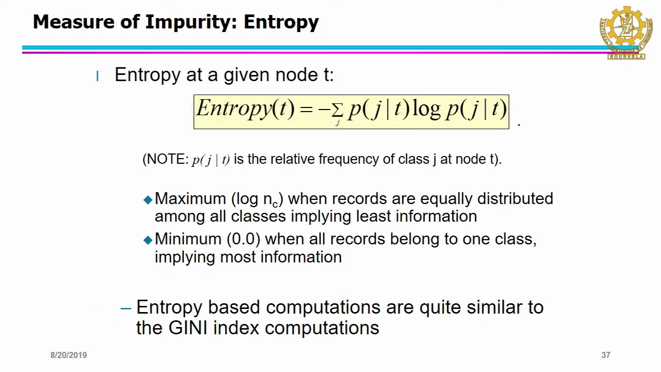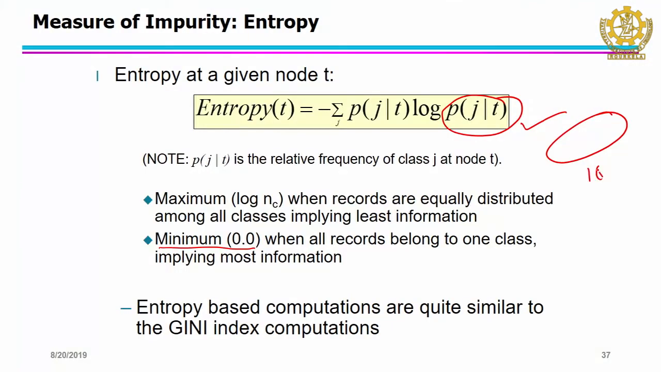So, what will be the maximum value of the entropy? It is when all objects have equal probability of being in any class. First we talk about the minimum value. What is the maximum value of Pjt? If all patterns belong to a single class, then it will be 1, and therefore the entropy will be 0. But what will be the maximum value? The maximum value is when each class is equally probable.